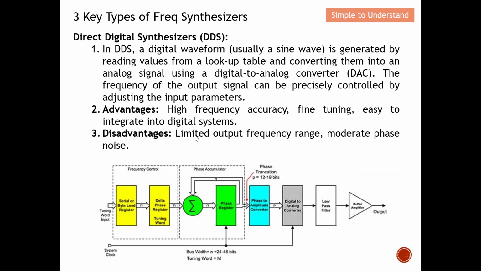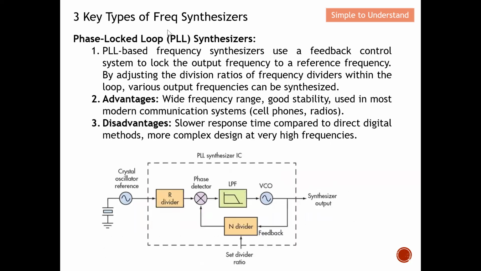Coming to the disadvantage, we have a limited output frequency range, which means that the range from the lower side to the upper side may not be as desired. We also have some moderate phase noise. So this is the second key type of frequency synthesizer. The last one is the phase lock loop. This is the most popular frequency synthesizer now.